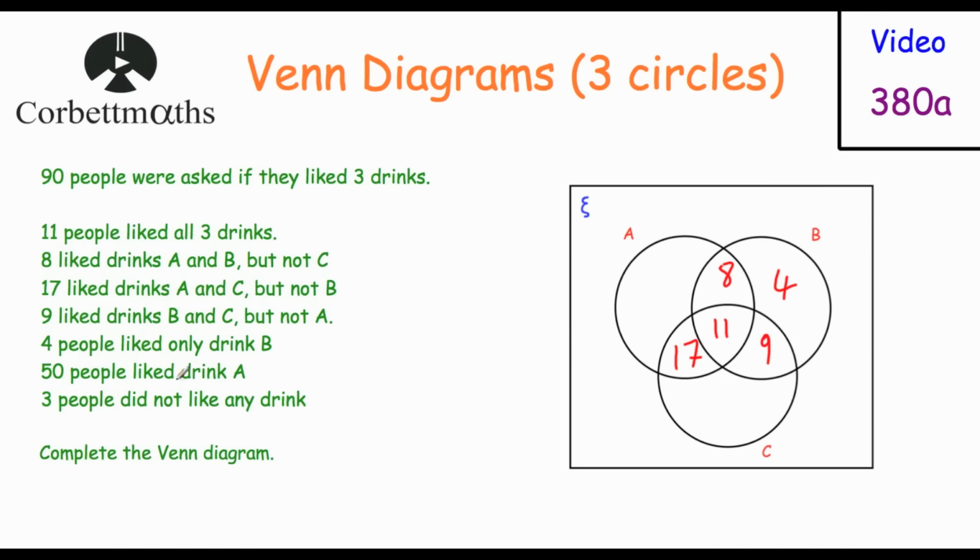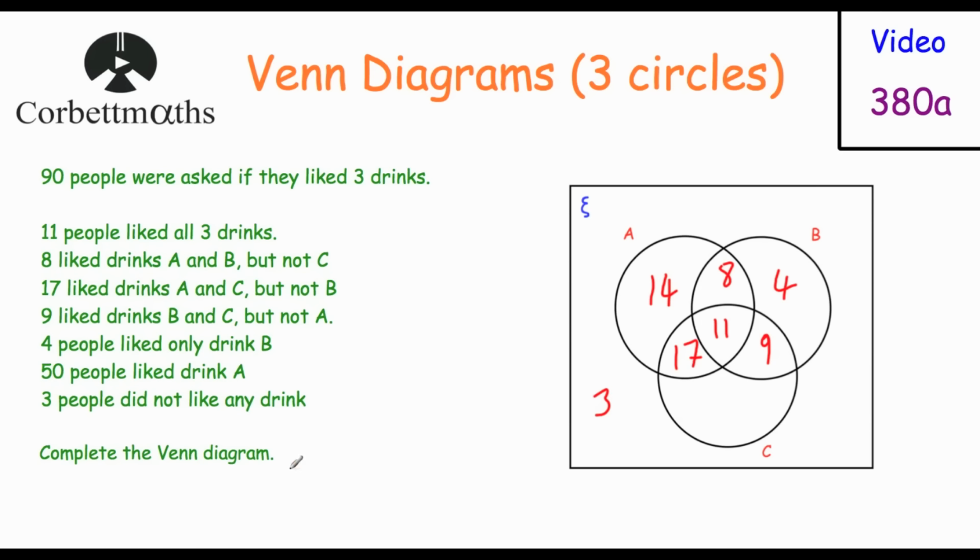And we're told that 50 people like drink A, so that means that the whole circle here for A will be 50. So if we add up the numbers we know in this circle for A, we've got 17 plus 11, that's 28, plus another 8 is equal to 36. So that means that 14 people must go there. And 3 people did not like any drink, so they're going to go outside.